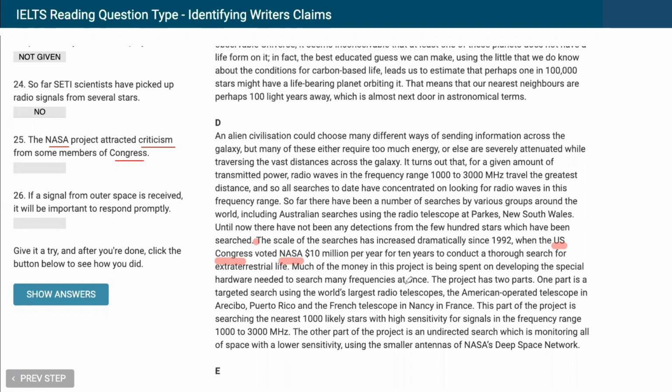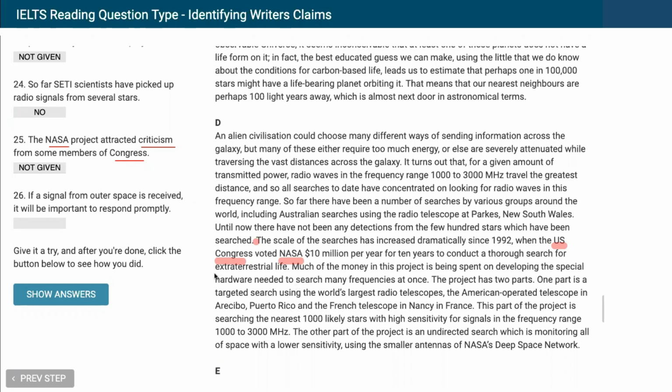And then it just gives me information about the project, but I don't really need to know the details of the project, so I'm not going to waste my time reading that. This information doesn't really suggest that US Congress provided criticism towards NASA, and the fact that they voted $10 million per year for 10 years doesn't raise any alarms to me. It seems very neutral, and so I would go ahead and write not given, just because nothing can contradict and nothing can really confirm this information.